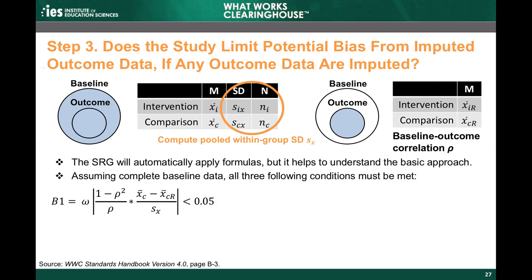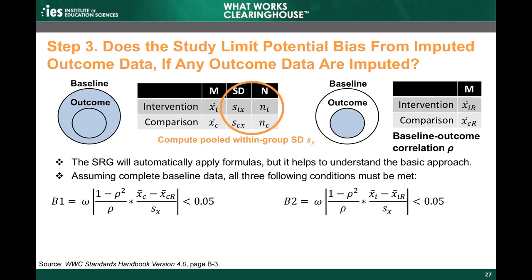There's also an omega term on the left, that's just a small study correction term. For moderate to large samples, this is approximately equal to one. And so it's probably the least important term for you to understand. Okay, so that's the first formula.